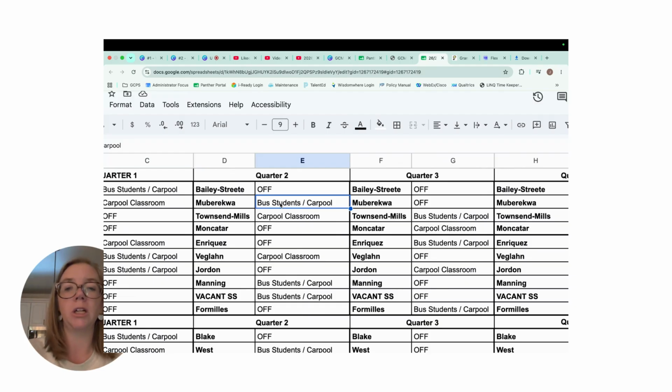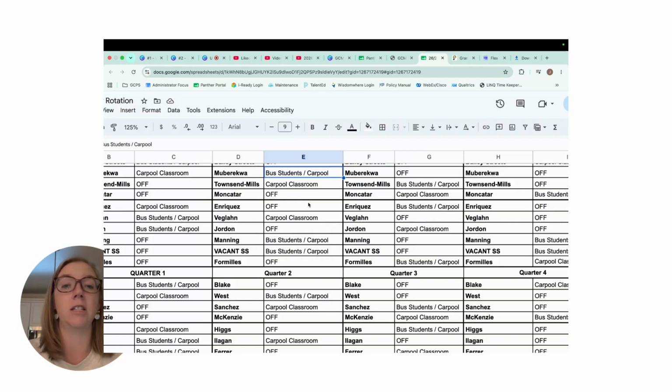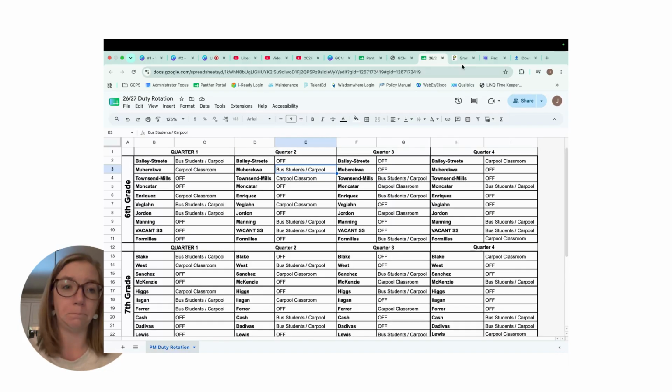Every staff member in core classes will have 2 quarters in which they will have an afternoon duty and 2 quarters in which they will have off. As you have your team discussions, you may say, hey, I really want to do carpool. I think that's something I'm good at and want to be outside. And that is totally fine. Just have your team leads reach out to me. Let me know what your decisions are, and we'll clean up this master spreadsheet so that everybody has access.